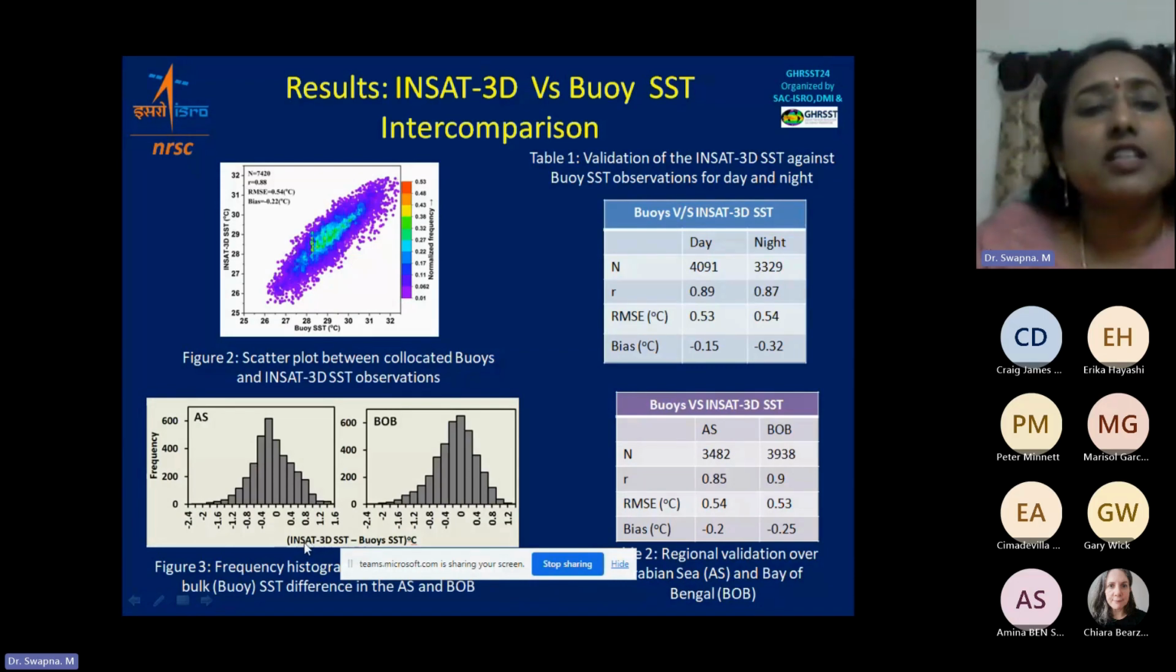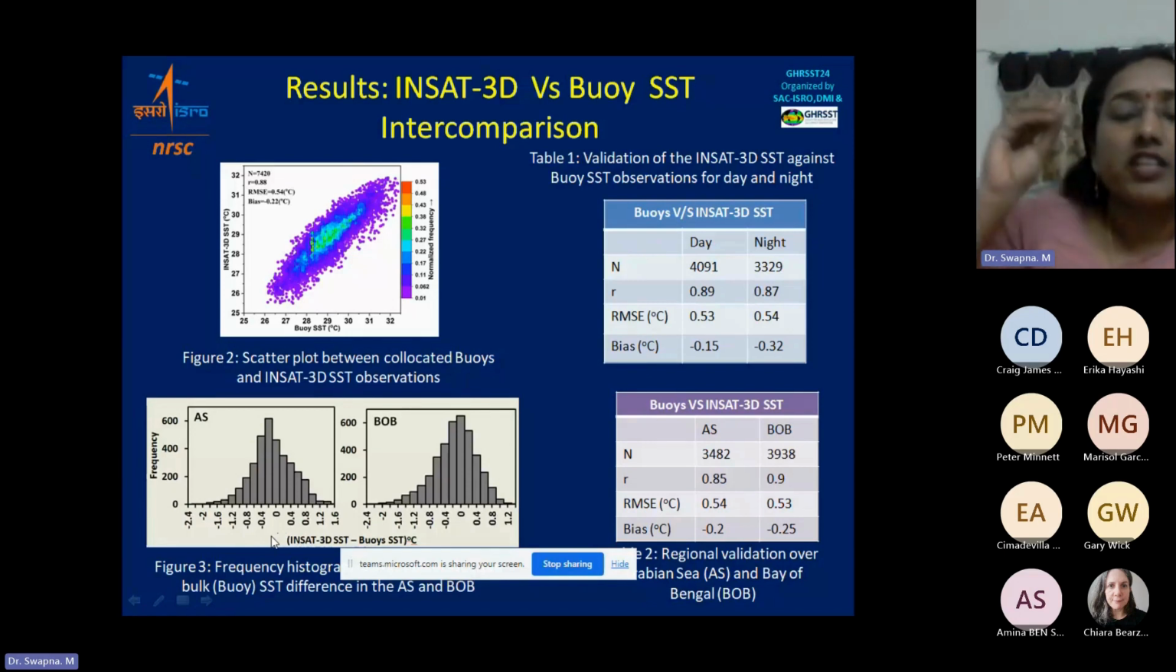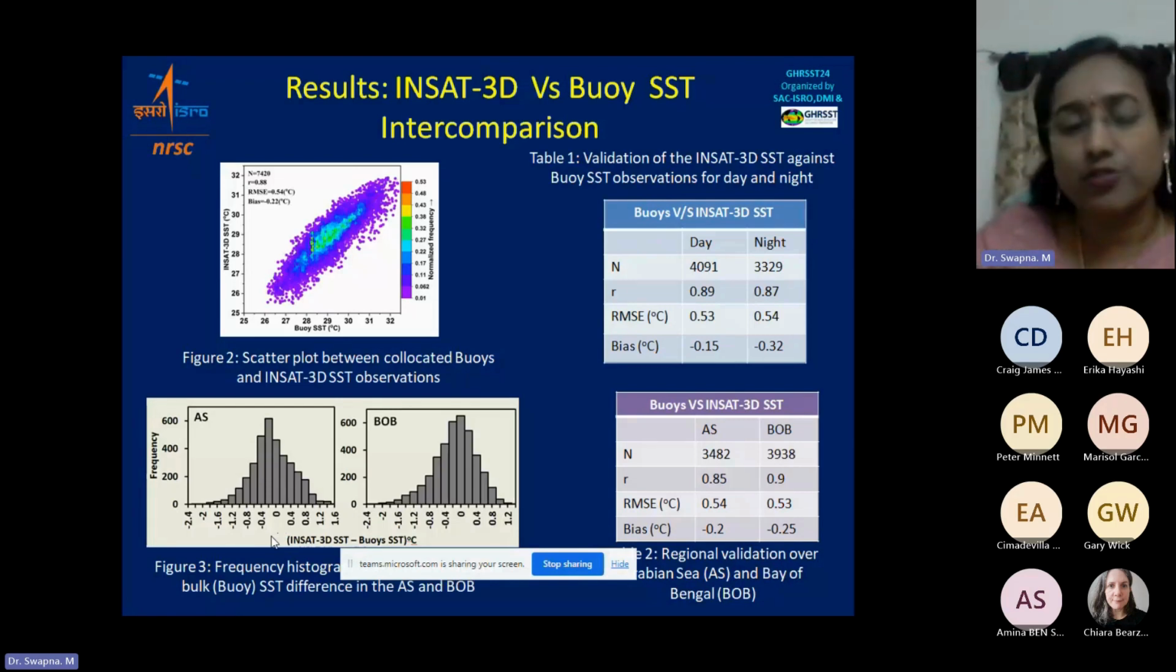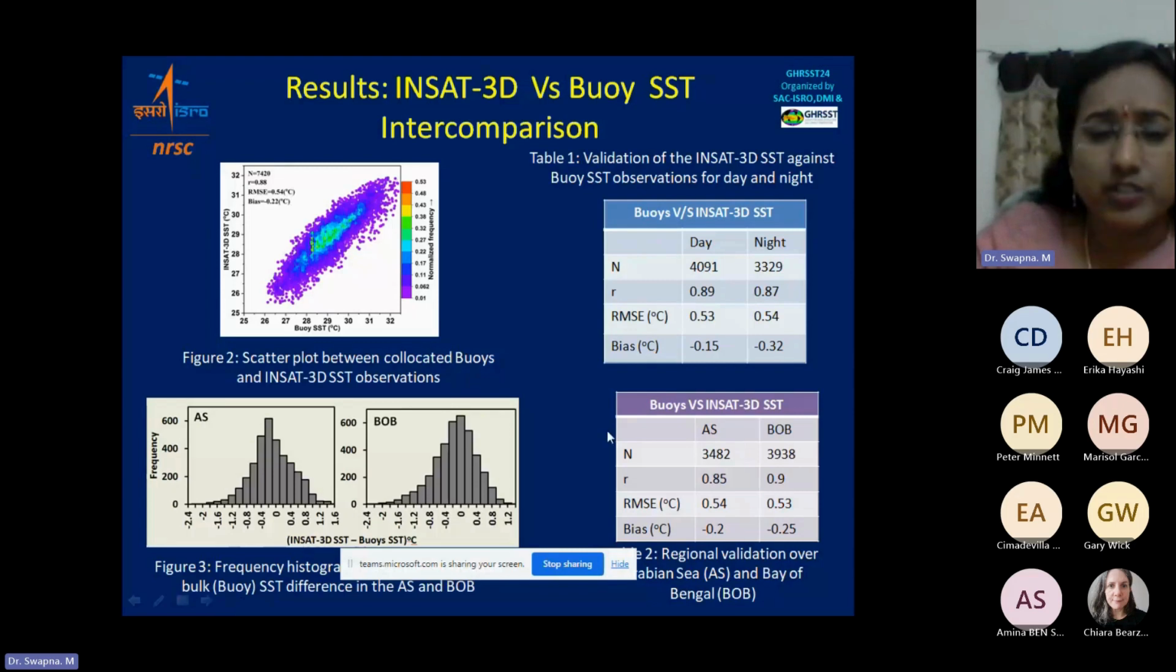See, as we all know that satellite SSTs are skin SST. That means satellite observations are at a depth of 10 micrometers. It captures the information of the ocean surface. So these satellite SSTs are all called skin SST observations. So this skin SST minus bulk SST distribution is shown for the Arabian Sea and Bay of Bengal.